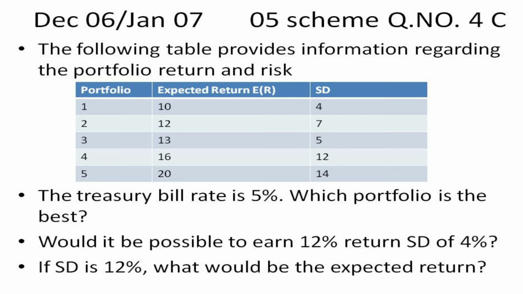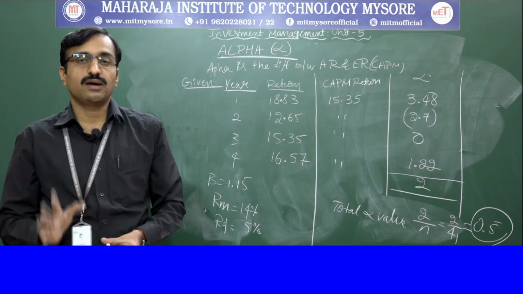The following table provides information regarding the portfolio return and the risk. Portfolio they have given, expected return they have given, standard deviation they have given. The treasury bill rate is 5%, which portfolio is the best? Would it be possible to earn 12% return with alpha of 4%? If alpha is 12%, what would be the expected return? This is the problem they have given.